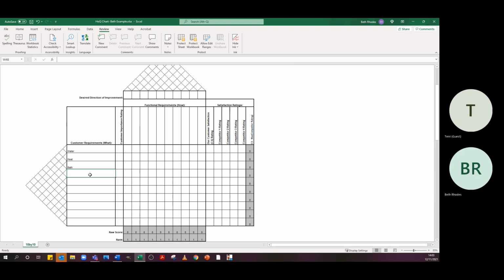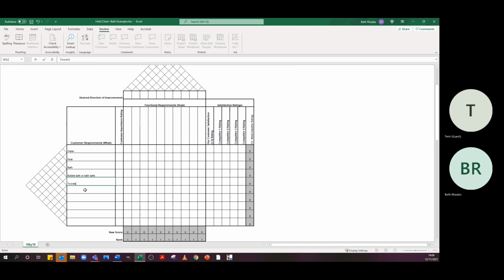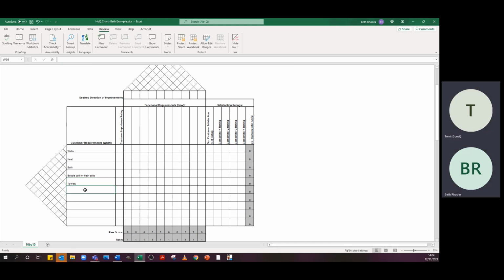What else? They may require a bubble bath or bath salts. People like bath salts, don't they? They might require towels to dry after. What else are they going to require? They're going to need a plug, aren't they? I was going to say plug, but I didn't know if that sounded ridiculous. They need a plug, definitely.